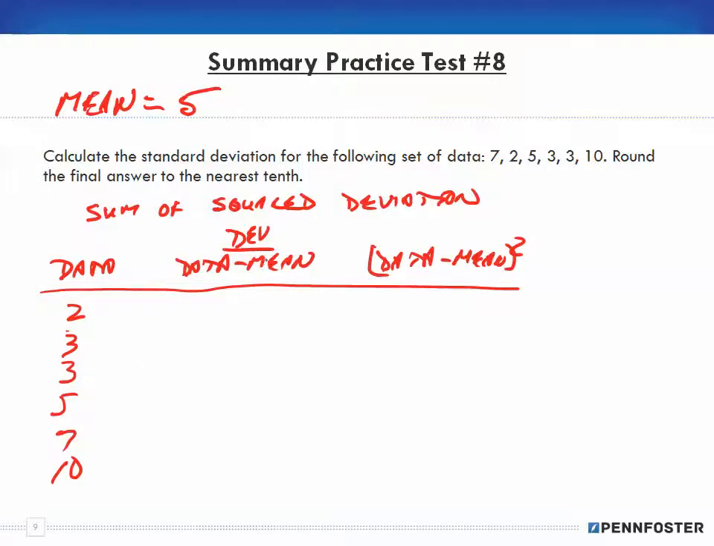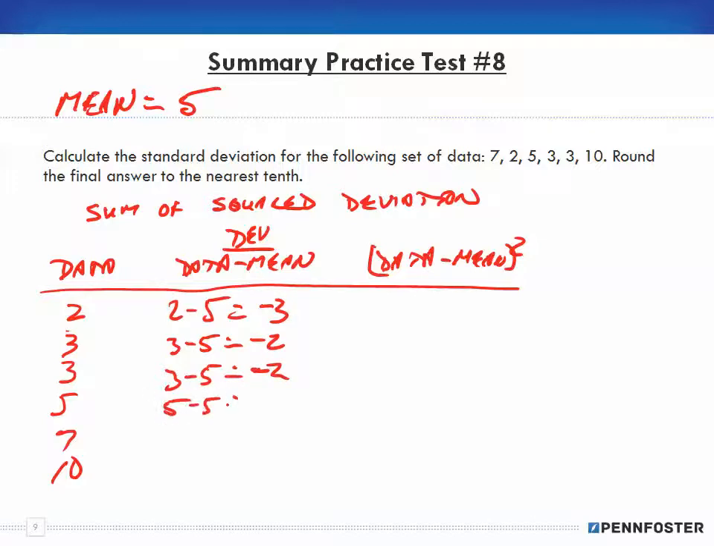Now my deviation is my data minus the mean. Well, 2 minus the mean of 5 gives me a minus 3. 3 minus 5 gives me a minus 2. 3 minus 5 gives me a minus 2.